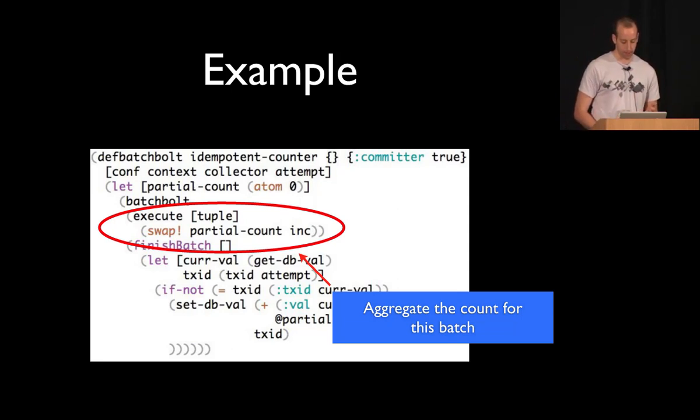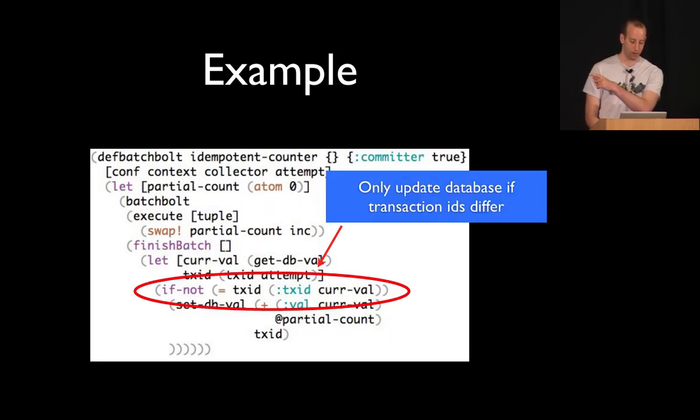So let's look at how finished batch works. It gets whatever the current value is in the database. Now, one thing we're going to do differently than you may do normally when you're doing something like this is that rather than store just the count in the database, we store the count as well as the transaction ID. So let's see why we do that.